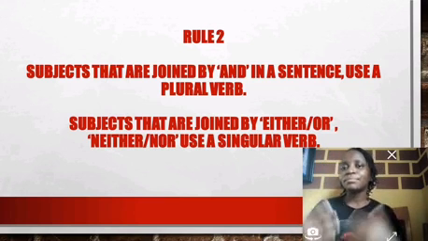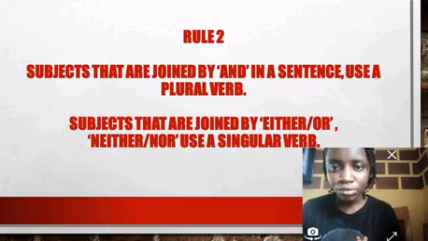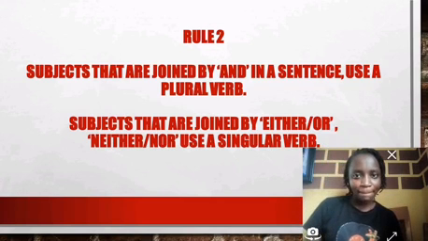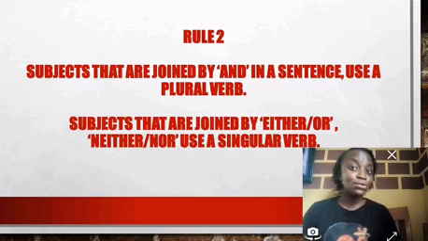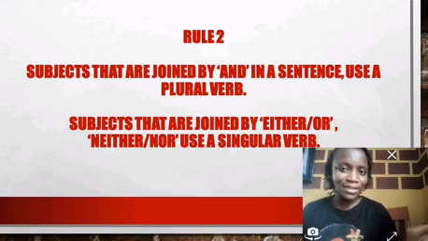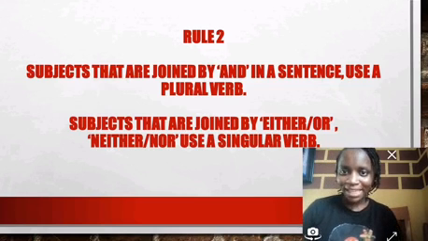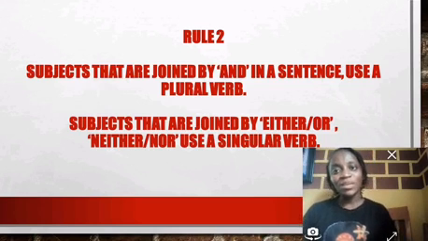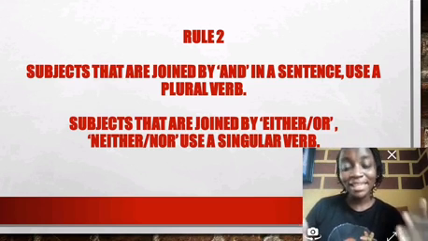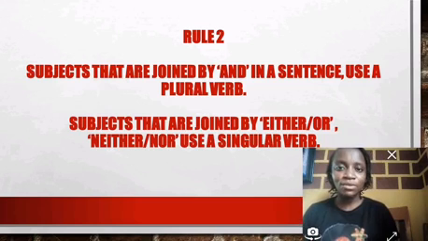For instance, Tolu and Tola. I want to use the verb listen now. Will I say Tolu and Tola listens in class? Or will I say Tolu and Tola listen in class? What will be the correct answer?